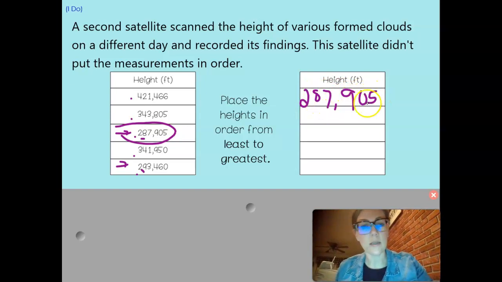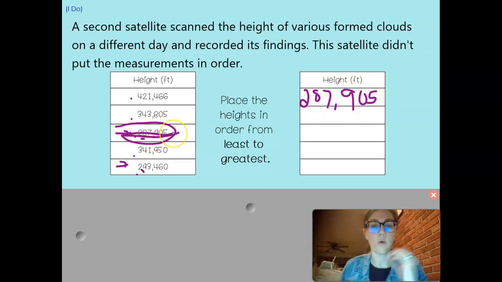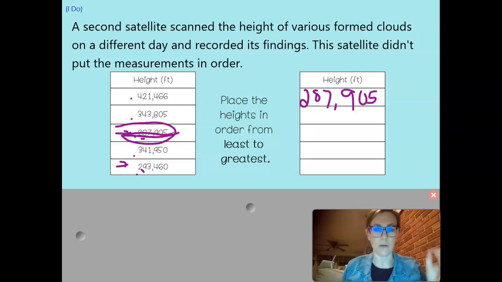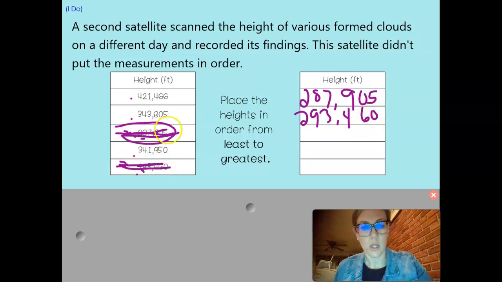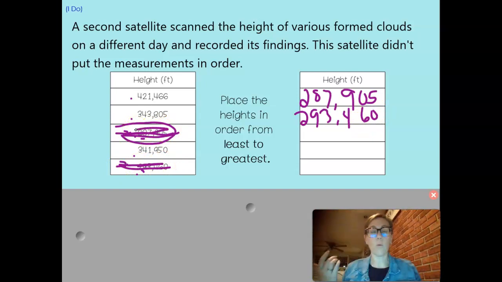287,905. Once I use a number, I'm going to cross it out so I don't reuse that number. Now I can write the second number that has a 2 in the front for its 6-digit number. So 293,460. Now that I've used it, I can cross it out. Well, I've used 2's. So now I would go on to 3's.